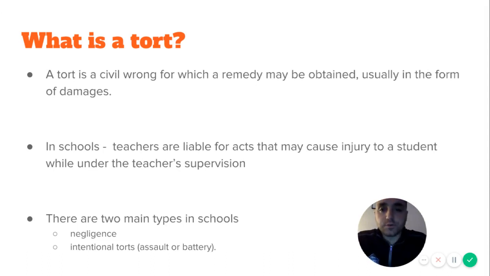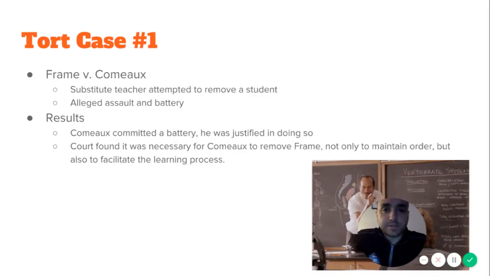In schools, there's two main types, and teachers are liable for these acts that may cause injury to a student while under the teacher's supervision, or not under the teacher's supervision, which seems to be the problem. And there are two main types in schools: negligence, so a teacher not paying attention to what is going on, a teacher not doing their duty, a teacher not being where they're supposed to be, and intentional torts, assault or battery of a student. So a couple of examples.